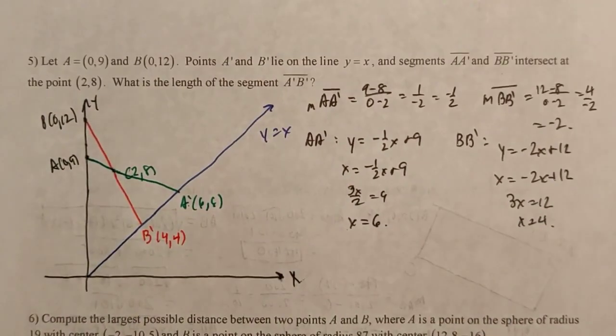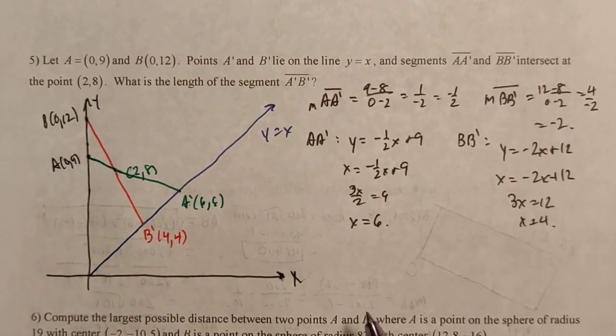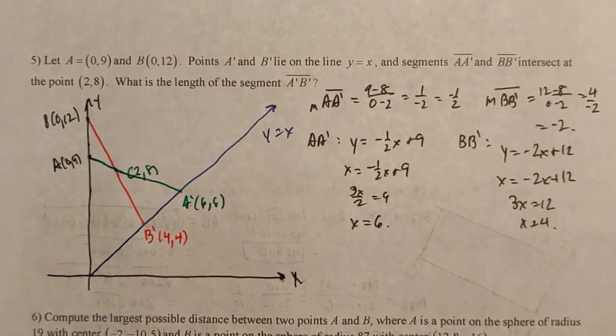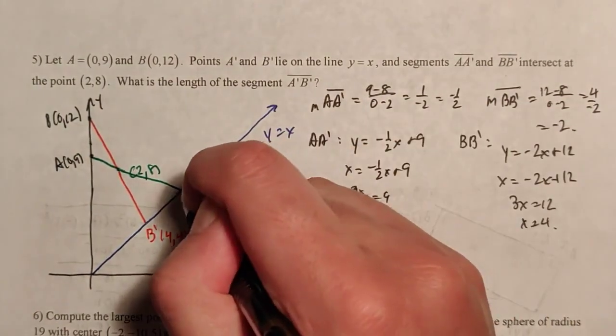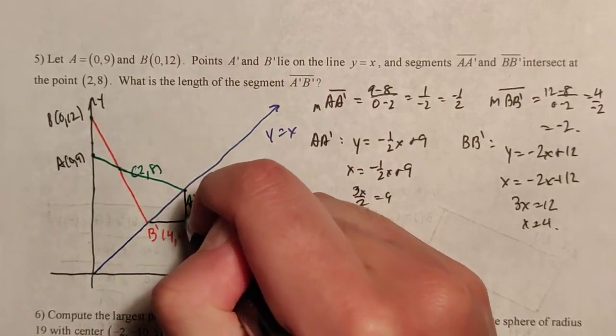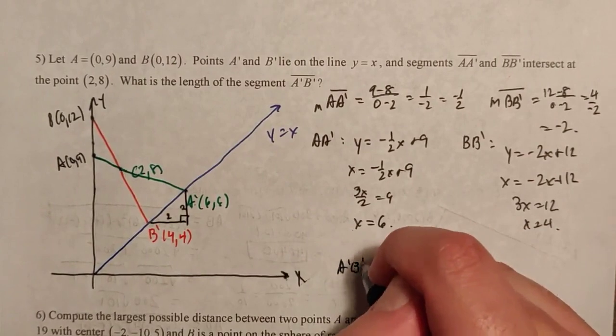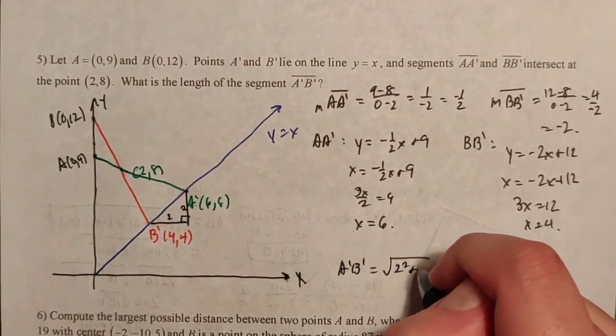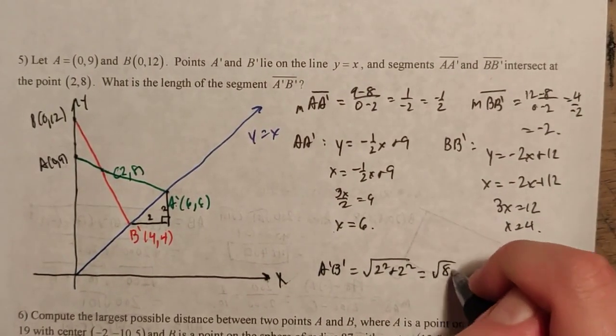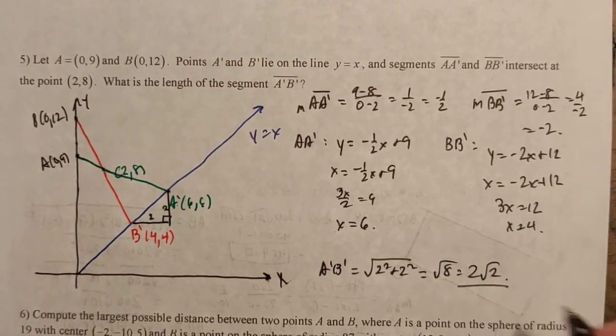And then you can just finish the calculations here. You can do the Pythagorean theorem or distance formula, whatever you want. Just sketch this out. We see that this is 2 and 2 here, so it's pretty clear that A prime B prime here is just the square root of 2 squared plus 2 squared, which in this case is the square root of 8, or 2 radical 2.